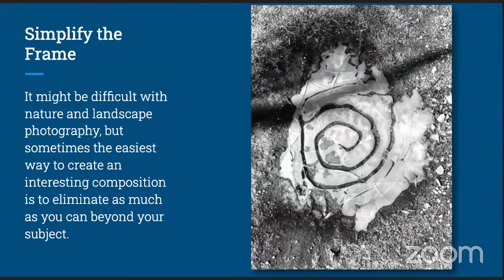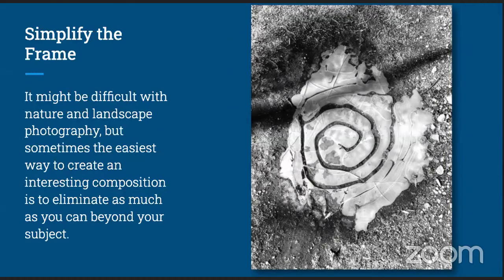Another way to make for an interesting image, and again, sort of the exact opposite of some of the other things that we've been talking about, is to simplify your frame. Strip away as much as you possibly can, except for the thing that you really want people to focus on. So this was actually just on a path in the winter when I was out for a walk with the dog. I looked down and saw this really cool swirled pattern in the ice, and I wanted to take a picture of it. So I took a picture of just it and nothing else around it.